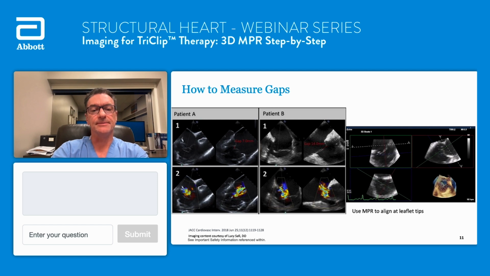Patient B, again, an inflow-outflow view. Here the gap is measuring 14 millimeters. That's a very challenging case, perhaps might be prohibitive. You would want to review that patient and see if more medical therapy, more diuretics, is there some way to lessen that gap through different means.